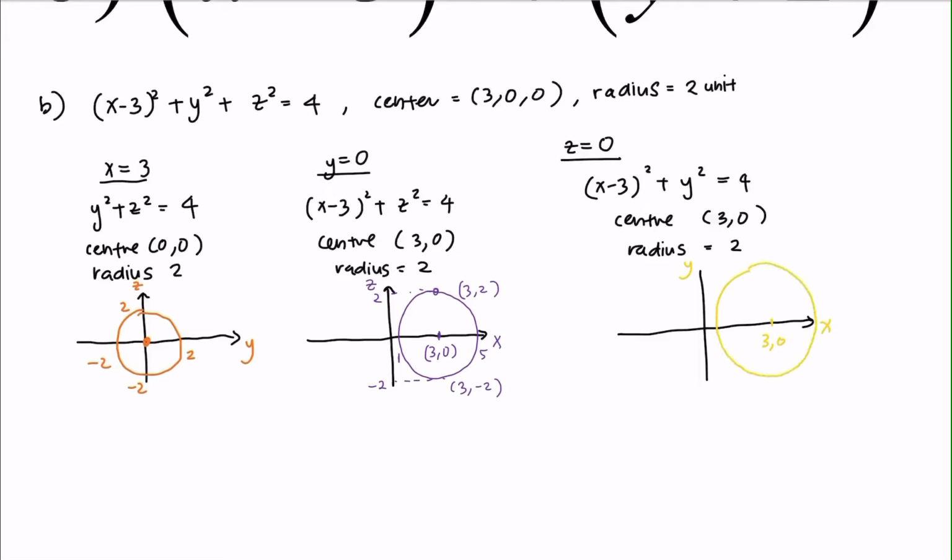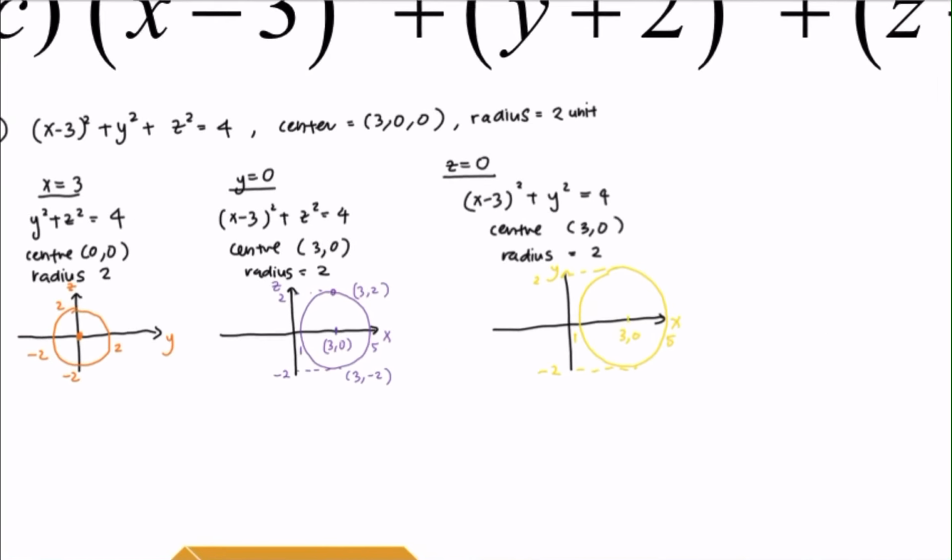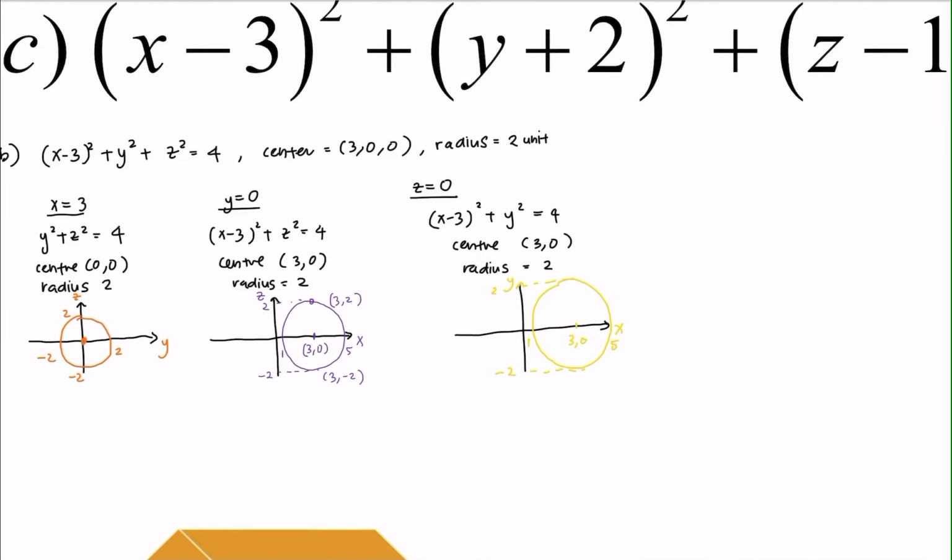Again, this one is 1. Here is 5. Here is... 2, because the radius is 2, right? So it is minus 2. So it is the same as at the plane y equal to 0. Now what we need to do is combine all this graph. Let's combine it.